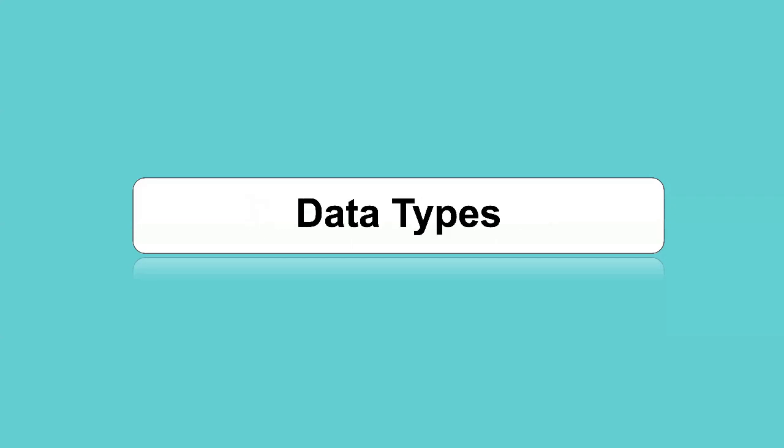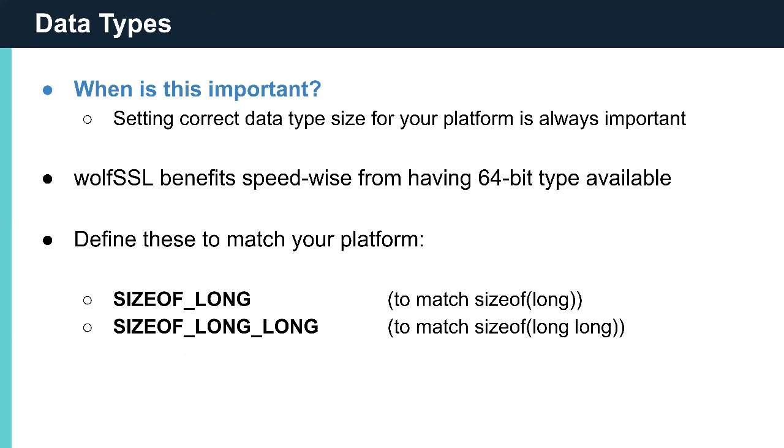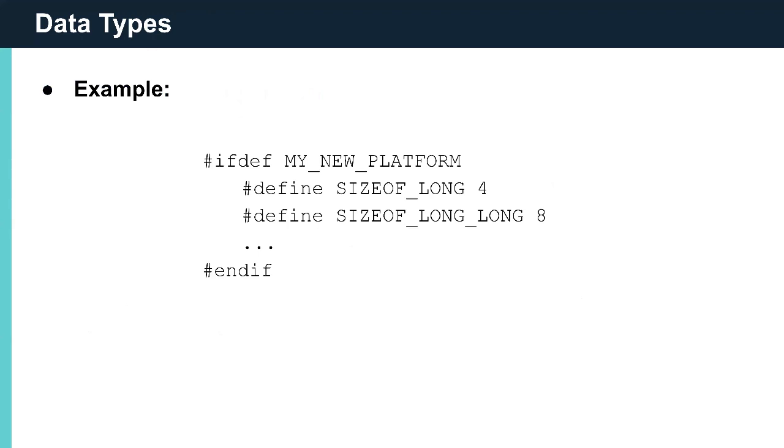So the first thing you'll want to look at when porting wolfSSL is data types. wolfSSL does benefit size-wise from having a 64-bit type available. And we have two defines called SIZEOF_LONG and SIZEOF_LONG_LONG. What those should be set to is essentially the output of sizeof(long) and sizeof(long long) on your target platform. We'll use those internally to set some of our own internal data type sizes. So here's an example of if you added a new define for your platform called MY_NEW_PLATFORM. Inside of that, you define SIZEOF_LONG and SIZEOF_LONG_LONG. Typically, that's going to be 4 and 8.